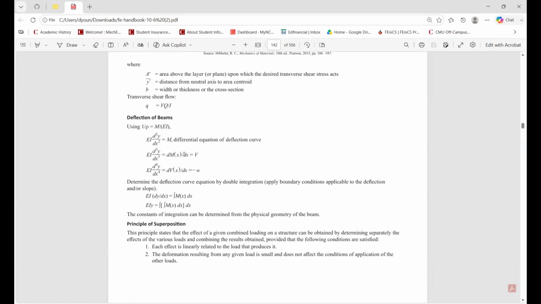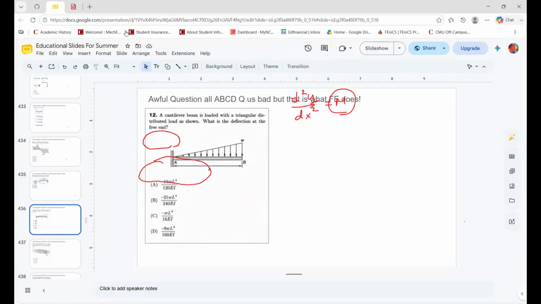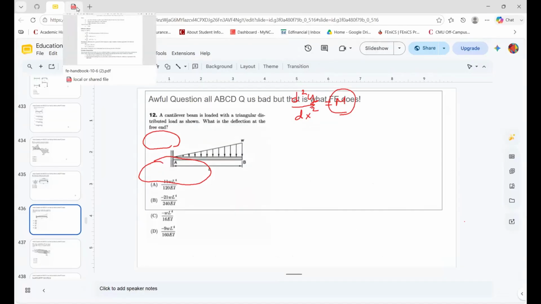You can use moment, you can use EI. I think moment probably is the easiest one, because this is a fourth-order equation, which means four different integrals. I don't think anyone wants to do that. In the differential equation of the deflection curve, you'll probably be given d squared y over dx squared equals M. You just have to get the moment equation and do two integrals from it, and you can get this, plus C. Most likely you'll use boundary conditions, and I already see the boundary condition over here: the deflection at A is 0, basically.